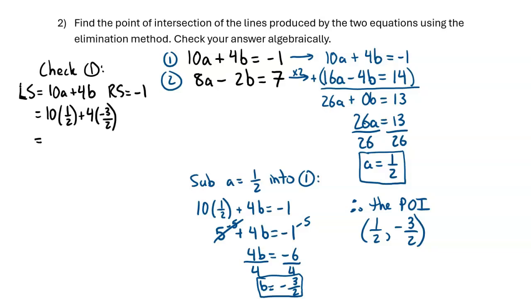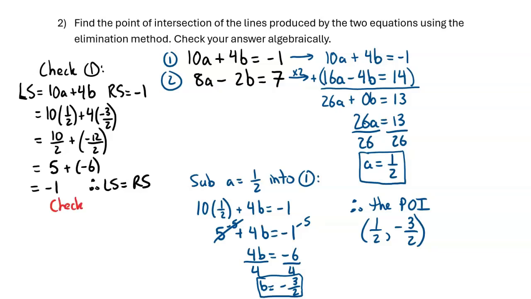We go ahead and multiply the coefficients. So 10 times 1 is 10 over 2, and then 4 times negative 3 gives me negative 12, which is over 2. And that gives me 5 plus negative 6, and then 5 plus negative 6 is negative 1. And so we can say, therefore, the left side is equal to the right side. So we know it works for that first equation. But we haven't checked the second equation yet. So let's check that one as well.